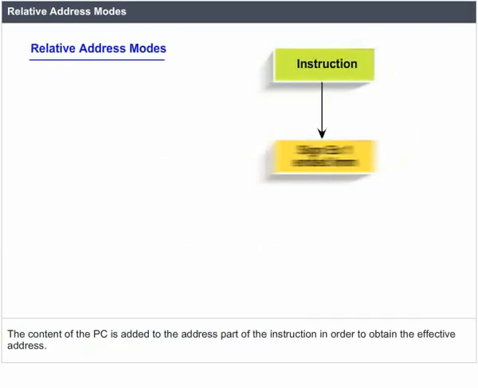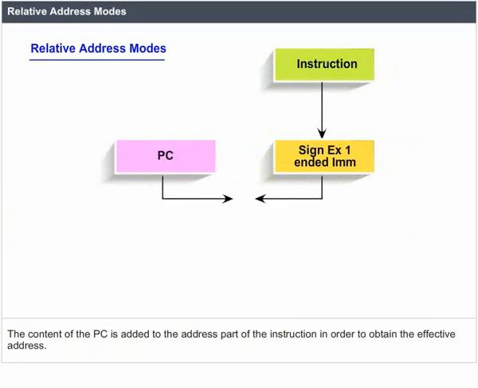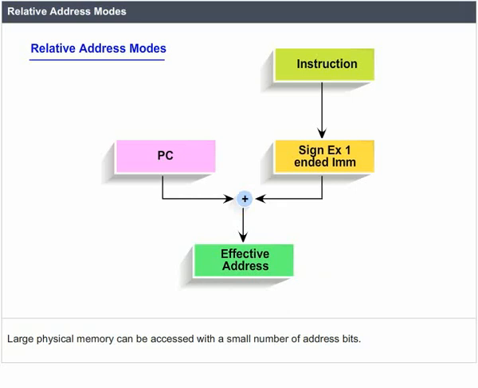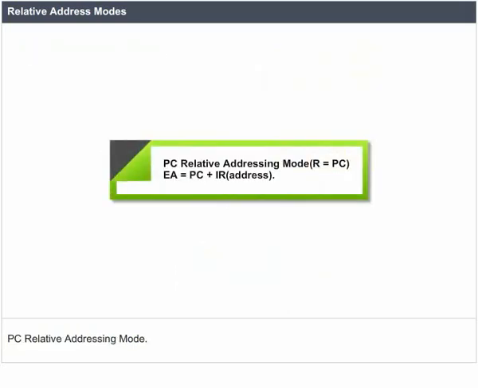Relative address mode: the content of the PC is added to the address part of the instruction in order to obtain the effective address. Address field of the instruction is usually a signed number, in 2's complement, which can be either positive or negative. Large physical memory can be accessed with a small number of address bits. PC relative addressing mode: R = PC, EA = PC + IR address.